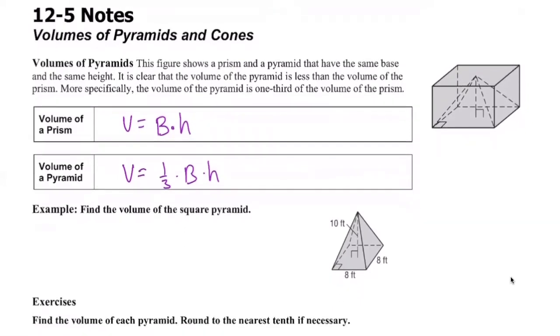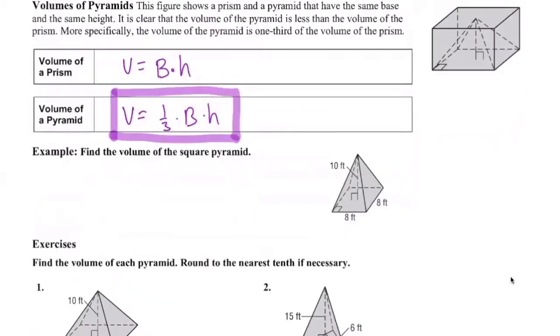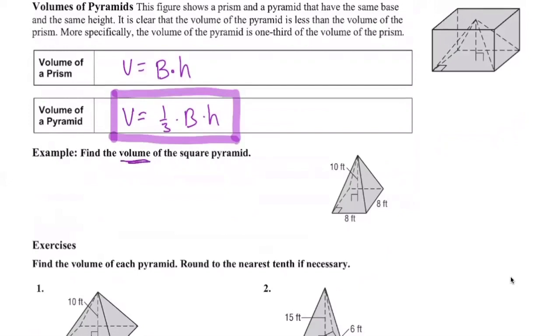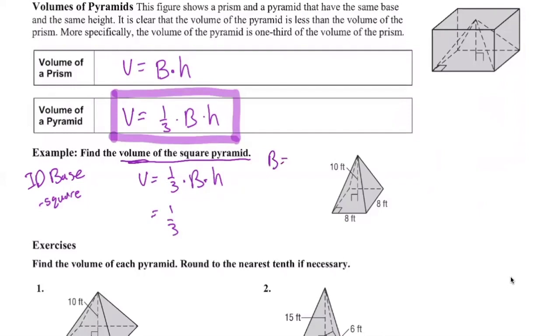And so that's it. That's the only new formula, guys. Essentially a prism and a pyramid go hand in hand. That's the third. So just doing this quick example here, the volume of this square pyramid. Always identify the base. It is a square. The volume for a pyramid is 1/3 base area times height. My B is simply 8 times 8, which is 64.